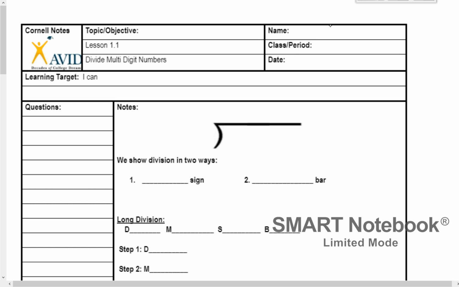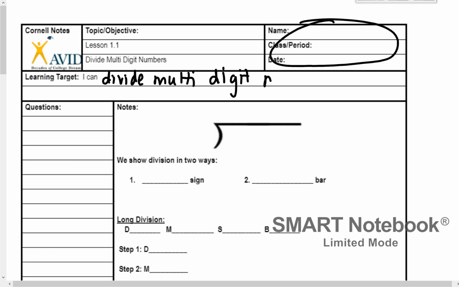All right, we're going to start off writing that name, class period, and date up here at the top of your note page. When you are done with that, you will fill in our learning target for today, which is I can divide multi-digit numbers.